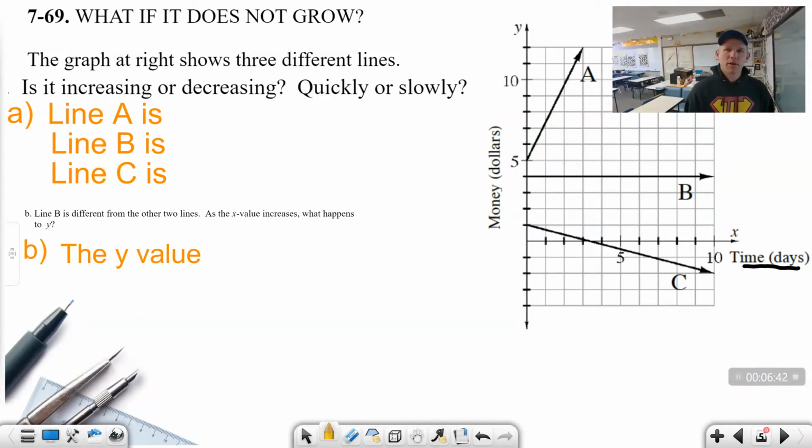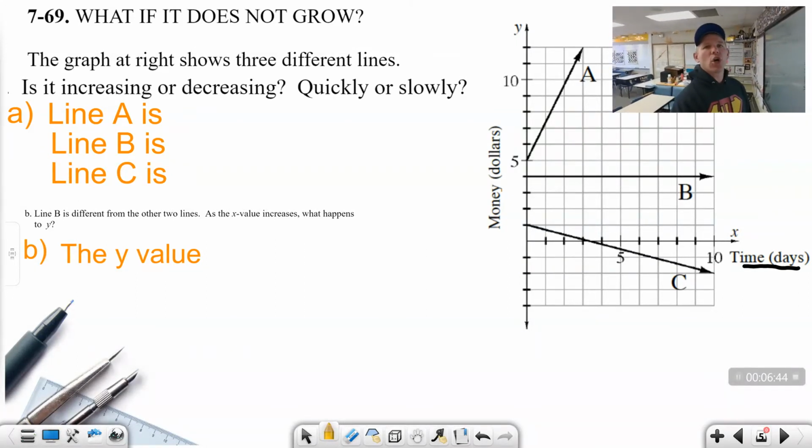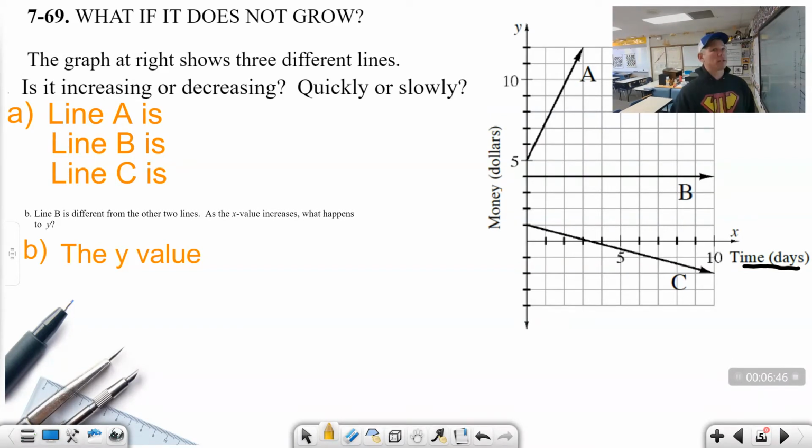What if it does not grow? See, if you are not earning the money, if you are not spending the money, what's happening to the money? So let's look. The graph at right shows 3 different lines. Is it increasing or decreasing? Well, you're going to write these adjectives off to the right-hand side. Technically, I think this is a gerund, but we'll leave that to your language arts teacher. So off to the right-hand side, line A is increasing or decreasing?